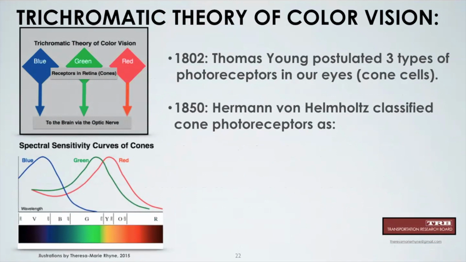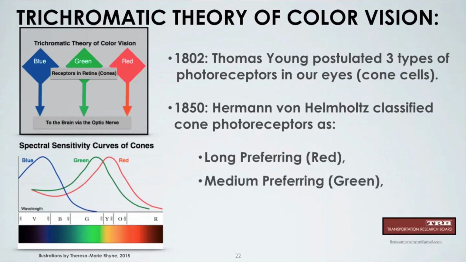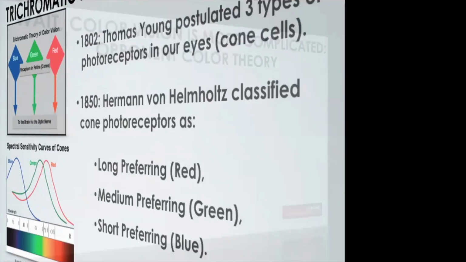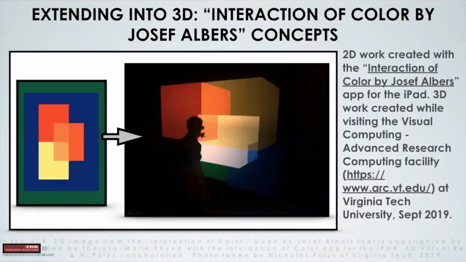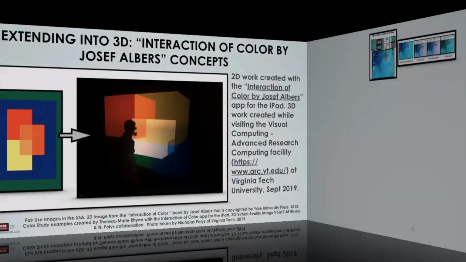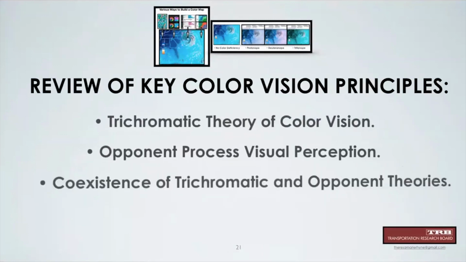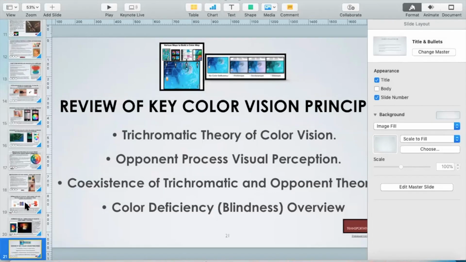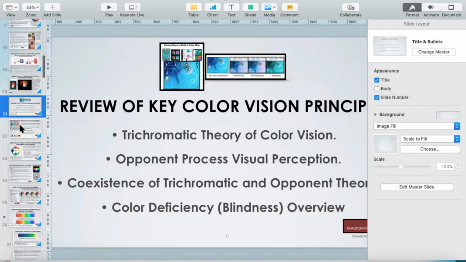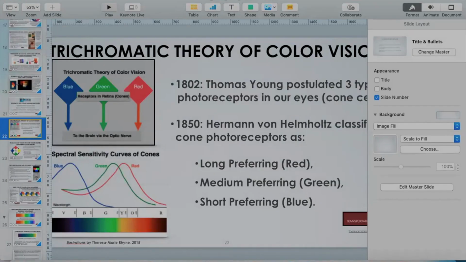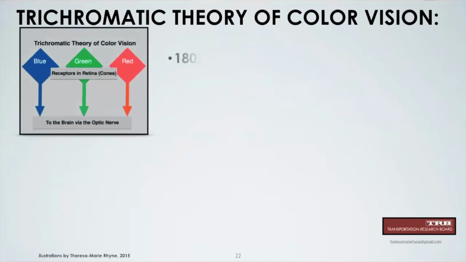So Helmholtz classified the cone receptors as long preferring red, medium preferring green, and short preferring blue. Now I went a little fast. Everybody keeps coming in. I'm so excited. Uh-oh. Whoever's recording this, I'm going to make them go crazy for a second. My apologies. I just want to show you these diagrams.